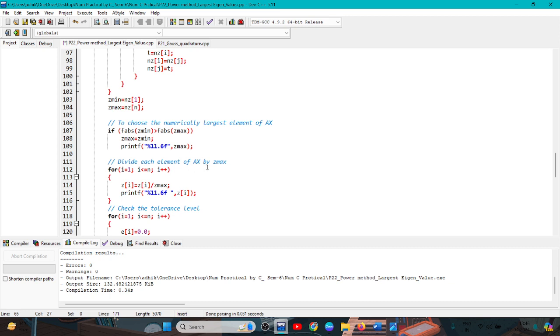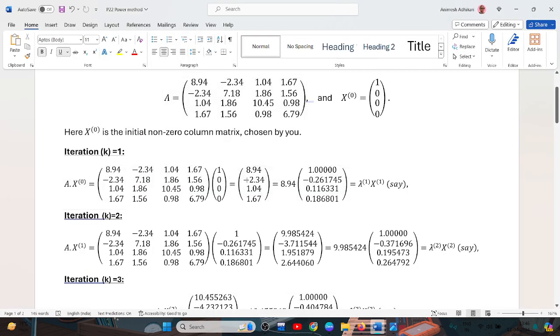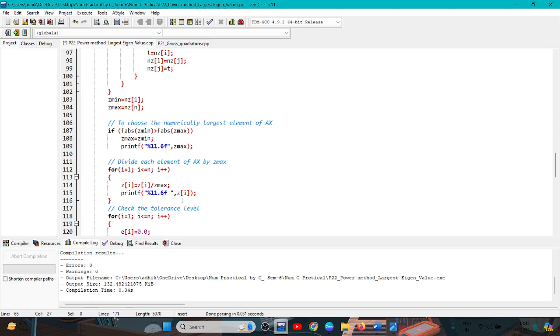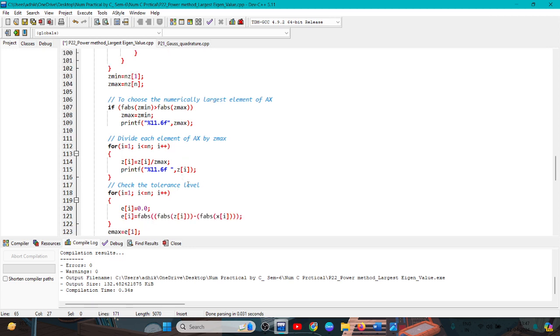Now divide each element by the z max, so zi equals zi by z max. Divide each element of this by 8.94. So this equals 1, and this equals minus 0.261745, and 1.04 divided by 8.94 is equal to 0.116331, and 1.67 divided by 8.94 is equal to 0.186801. So we divide all these elements by z max, and then check the tolerance level.